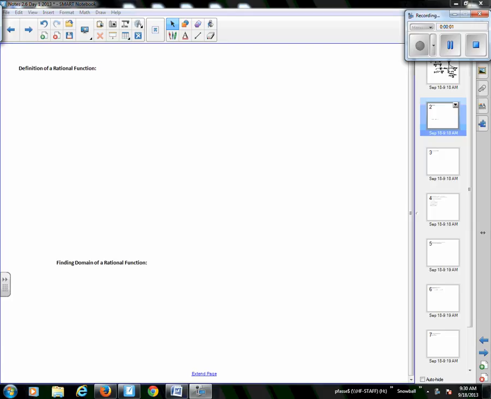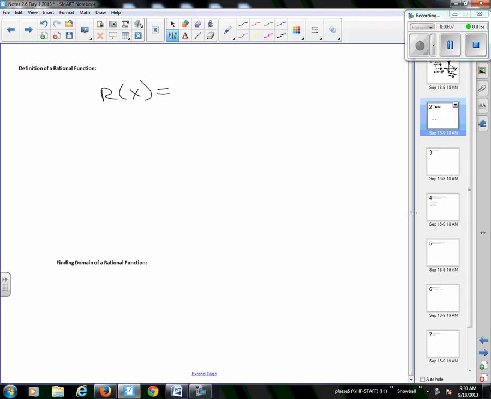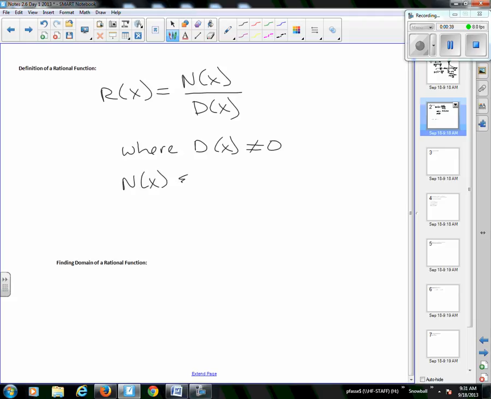Definition of a rational function: r of x, where r stands for rational, is equal to n of x divided by d of x. It's the division of two functions. This is true where d of x does not equal 0, just based on the principle that we can't divide by 0. We get undefined, or we can't get an output, with a 0 in our denominator. N of x and d of x are simply polynomials.